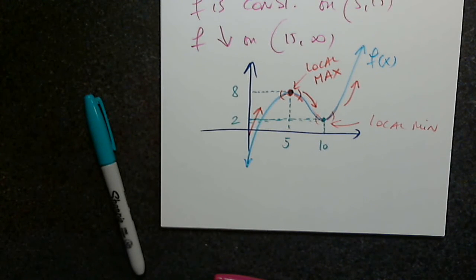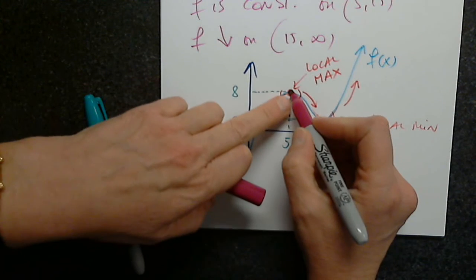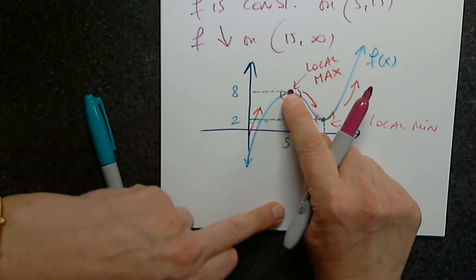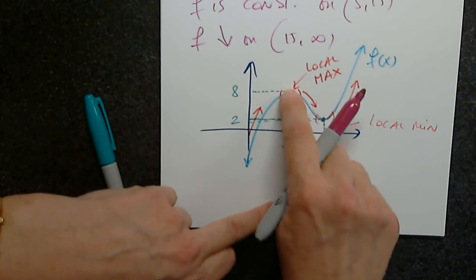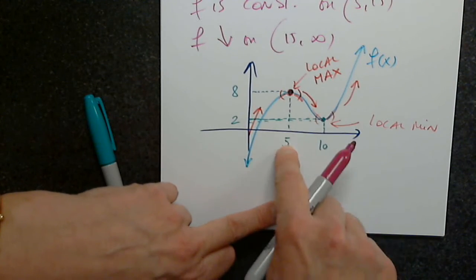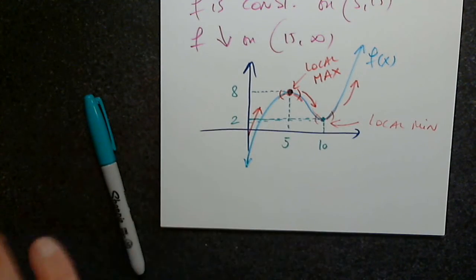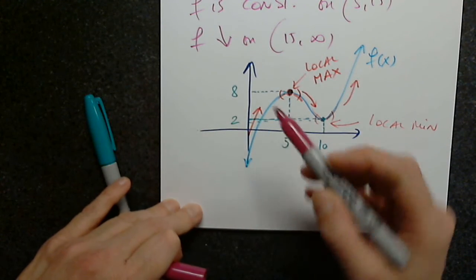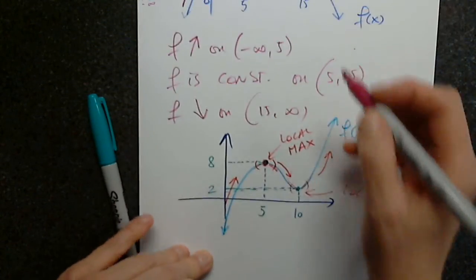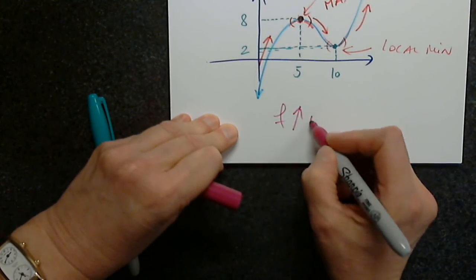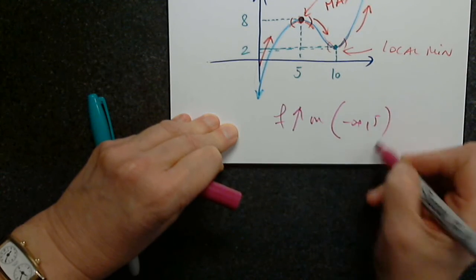So I'm telling you the function is 2, 3 at this point, right? So at this point, the function is constant. At this point, it's not increasing or decreasing. At this point, when x is 5, y is 8. Done. 8 doesn't go up or down. So between negative infinity and 5, the function is increasing. That's why we write f increasing on the interval negative infinity to 5.